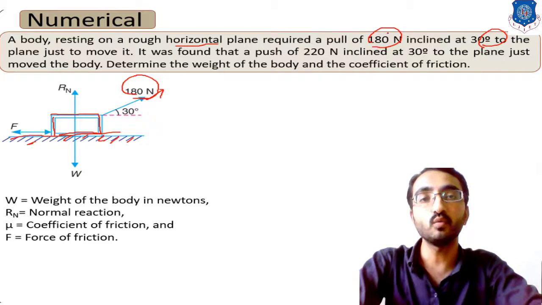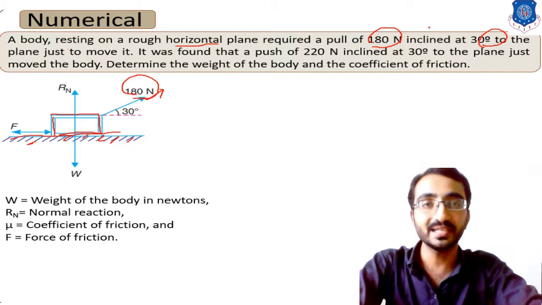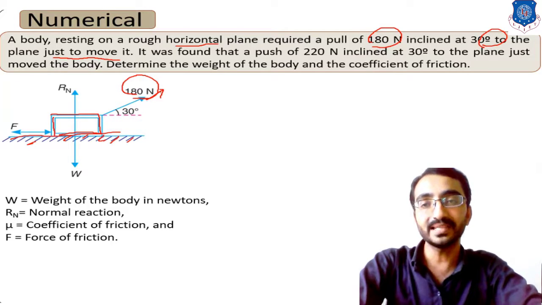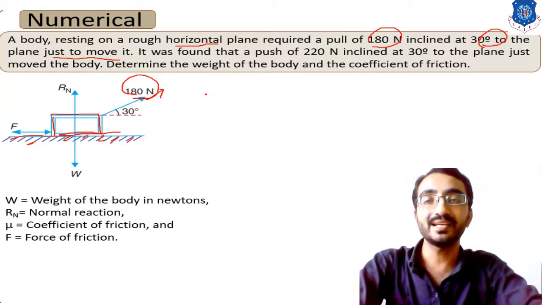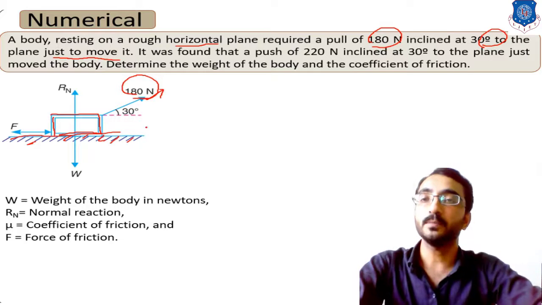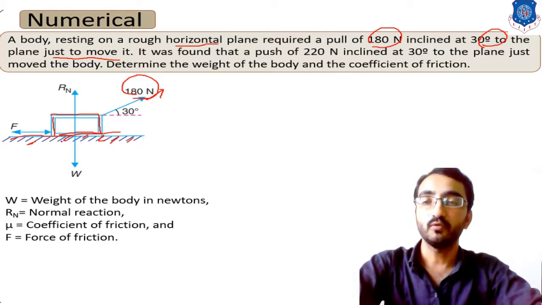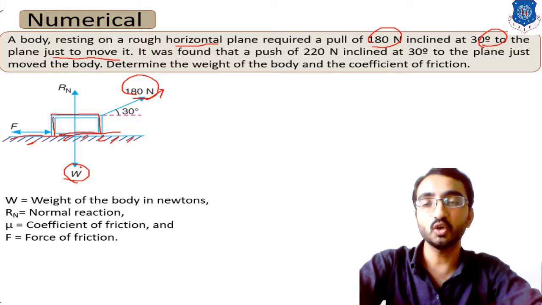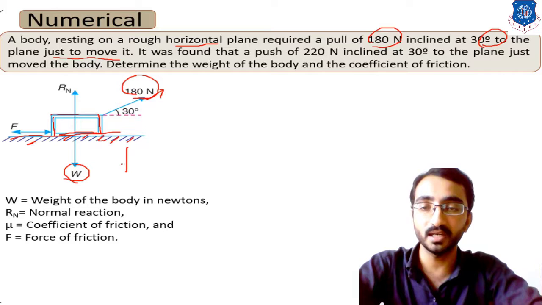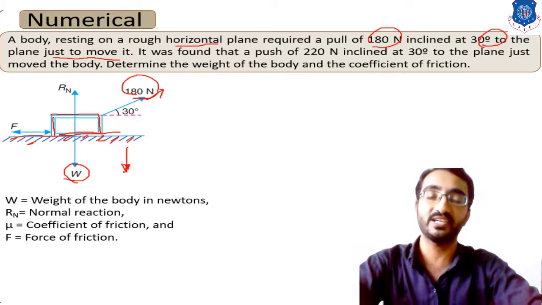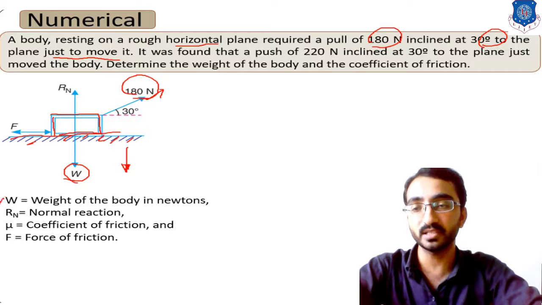Okay, and with the help of this 180 Newton force we can move the body, or we can say that the body will just start to move. So when we apply this 180 Newton, the body will move in the horizontal direction. Let's identify some fundamental terms. For example, the first term is the weight of the body. Whenever you assume any body, you always have to consider the weight of the body, and that component will always be in the vertical downward direction. So the first component, W, is the weight of the body.